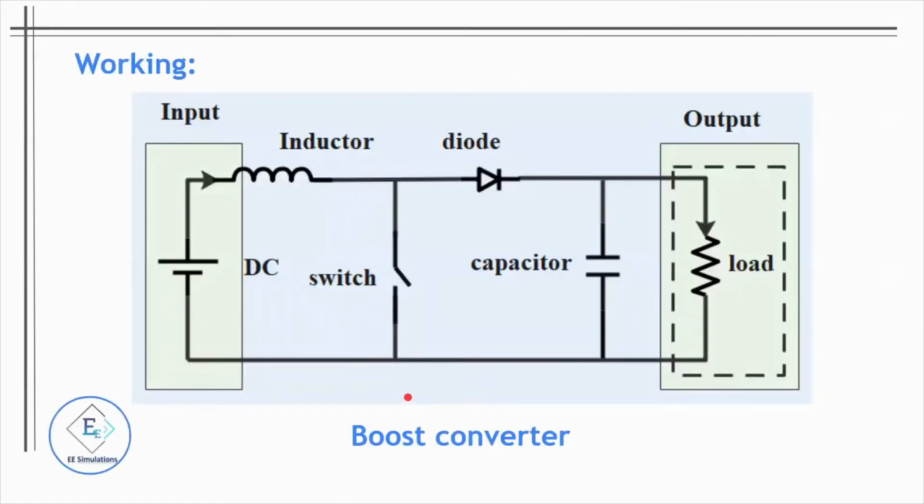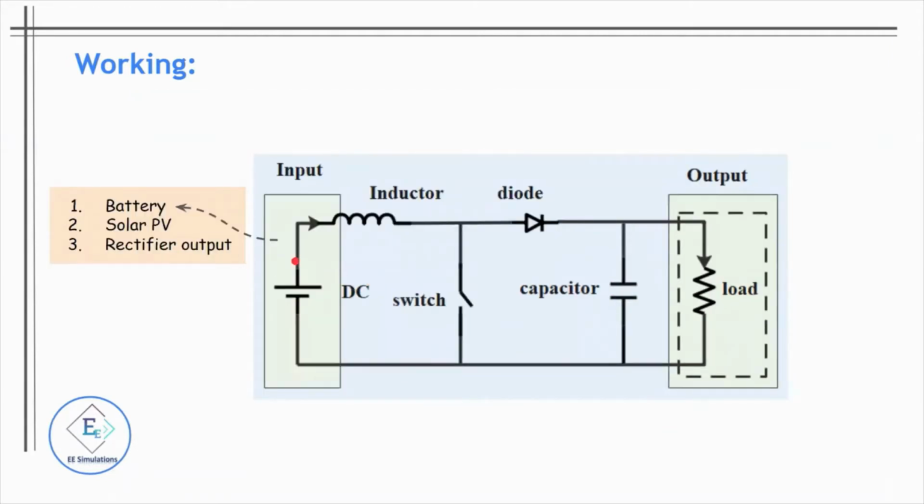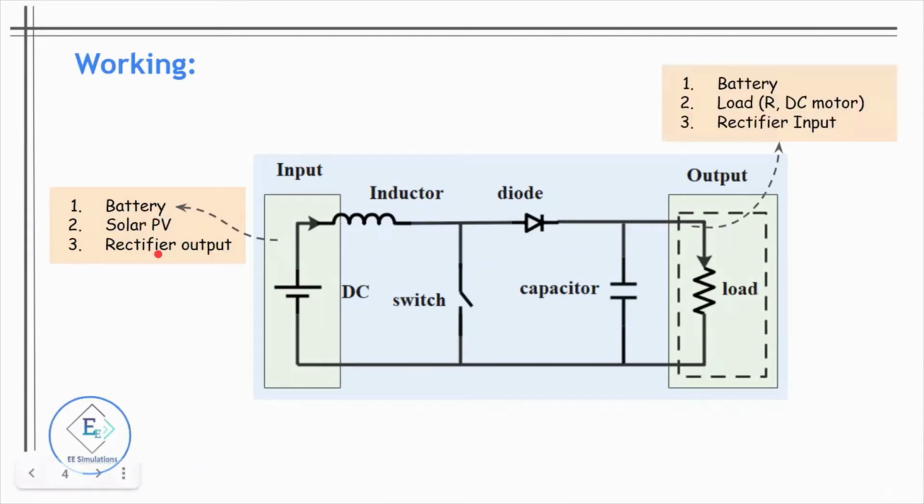So this is the boost converter circuit. You can see that this is the input supply and this is the output. This is the capacitor, diode and inductor, and this is the switch. The input could be a battery, solar panel or rectifier output, whereas the output could also be a battery or a load, like a resistive load or DC motor. Also it can be a rectifier input.